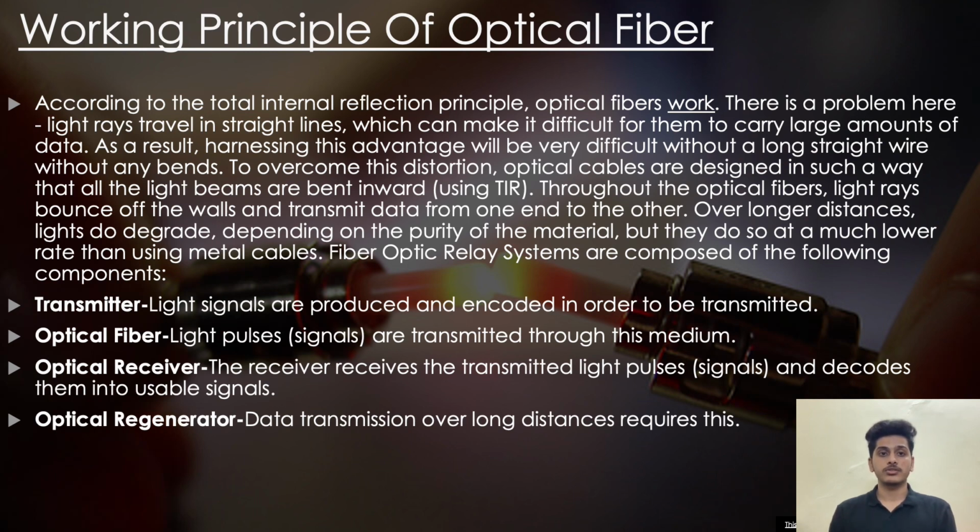To overcome this distortion, optical cables are designed in such a way that all the light beams are bent inward throughout the optical fibers. Light rays bounce off the walls and transmit data from one end to the other. Over longer distances, light does degrade depending on the purity of the material, but it does so at a much lower rate than using metal cables. Fiber optic relay systems are composed of the following components: transmitter, optical fiber, optical receiver, and optical regenerator.